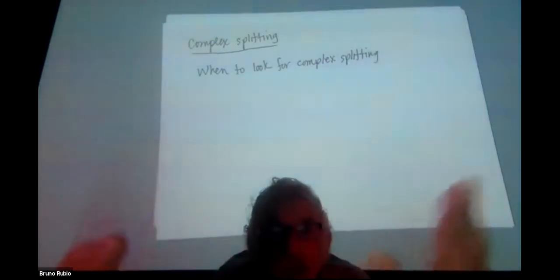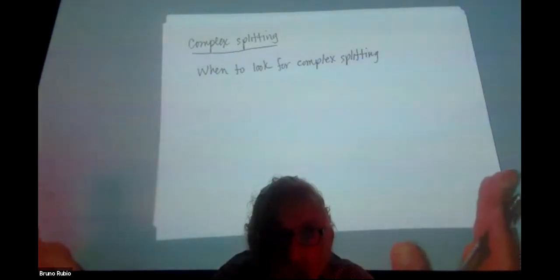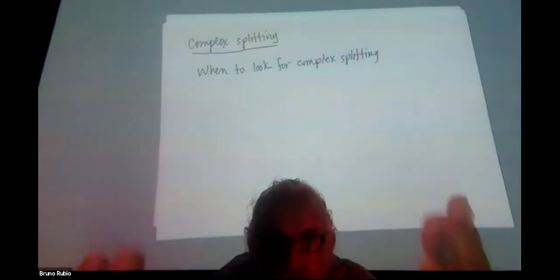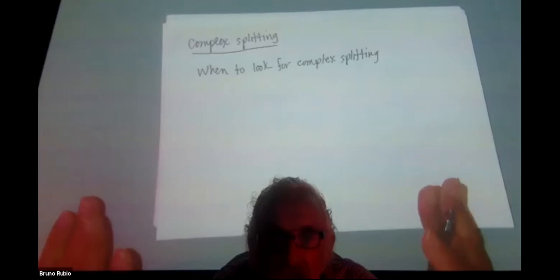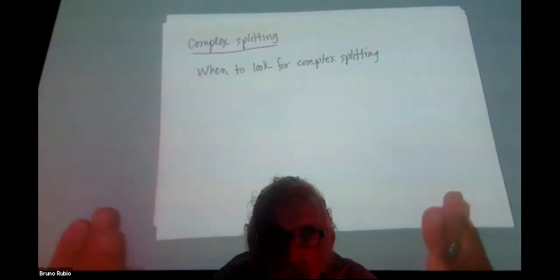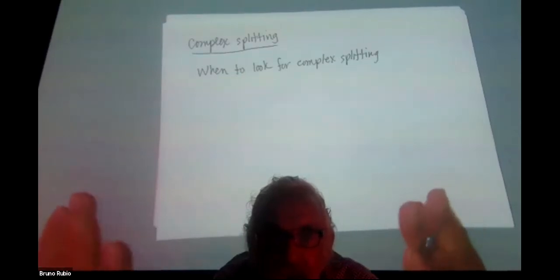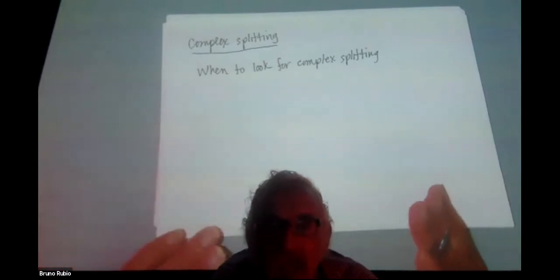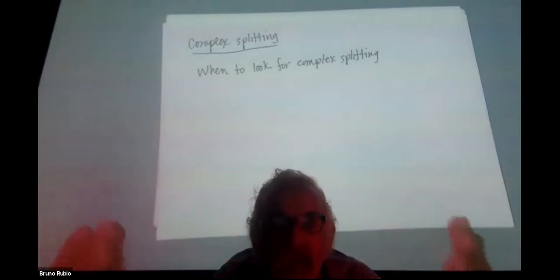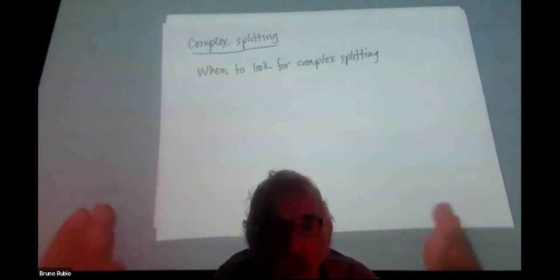All right, so we know when to look for simple splitting, right? Let's just review that. When the observed proton is 2 or 3 bonds away from n other protons, and the observed proton is not equivalent to those n other protons, but those n other protons are all equivalent to each other, then we're going to have simple splitting, or n+1 splitting.